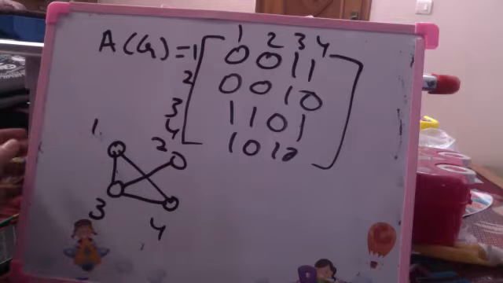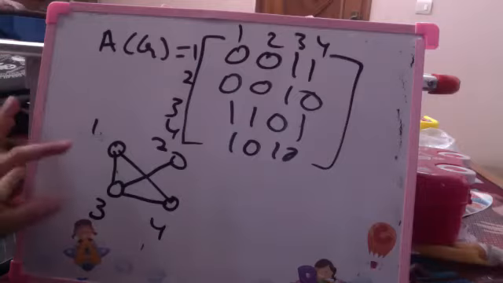And since the transpose is the same, all the rows and columns are the same, this is also an undirected graph. There is no need to mention in the question whether it is directed or undirected. You can clearly see that it is an undirected graph. Is everybody able to create this graph? Everybody can create the same graph.